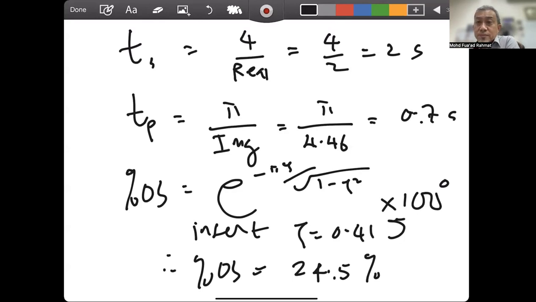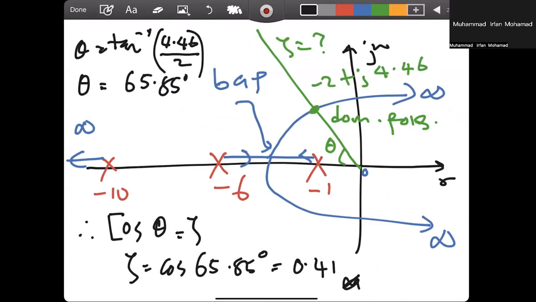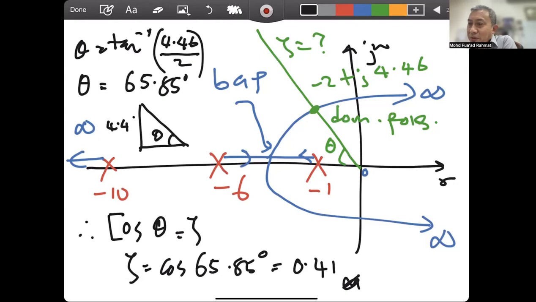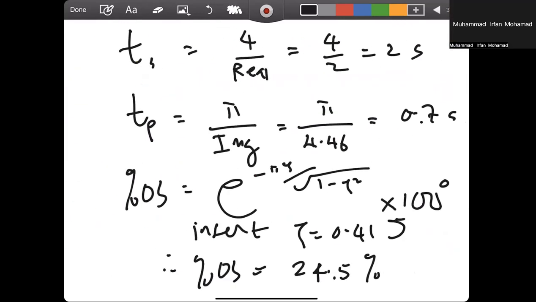The tan inverse is 4.46 divided by 2, where 2 is the real number. Okay, understood. That's why you need to do revision, otherwise you will get lost during test 1. Thank you, Prof. Welcome.